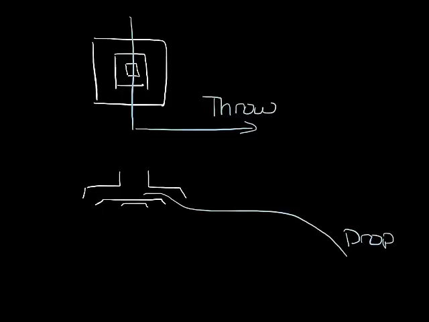A couple of things affect throw and drop of a diffuser. One is whether it's a free jet or whether it's moving along a surface like a ceiling or a wall. We'll come back to these in a bit. Throw is measured at certain velocities. Per ASHRAE, we catalog throw at 150 feet per minute, 100 feet per minute, and 50 feet per minute.